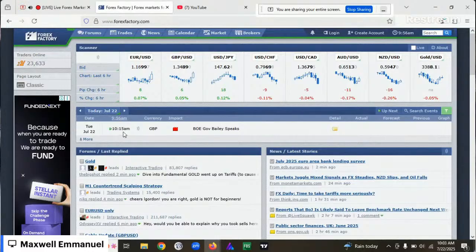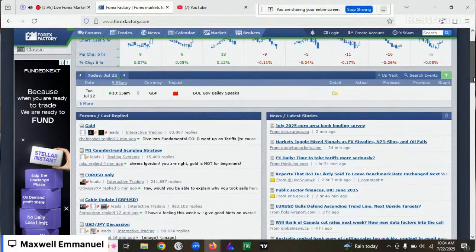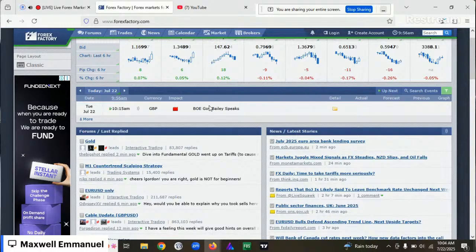In the next few minutes, for Great Britain pounds, the Bank of England governor will be speaking by 10:50 a.m. So we should expect high volatility on Great Britain pounds. If you're considering trading a Great Britain pounds pair, I would advise you wait for this speech. Maybe by 11 or 12 you look for your setup. That's my take on GBP. That's the only major news we have for today.